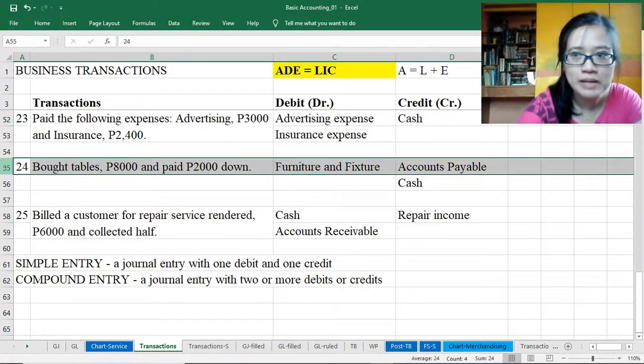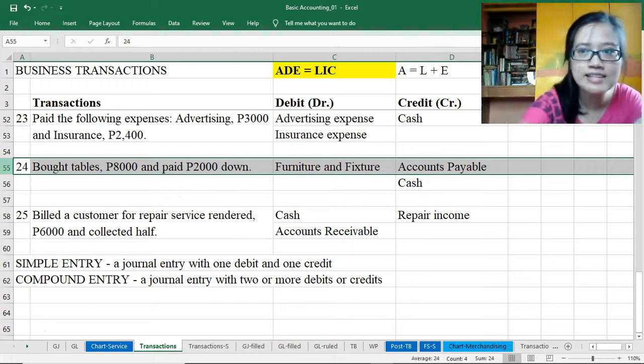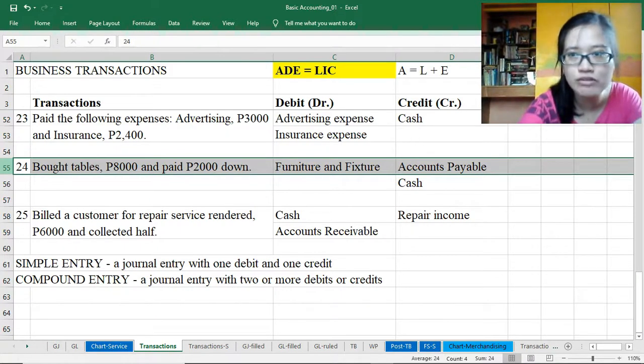Number 24, we're almost done. Bought tables, 8,000, the total amount. But only 2,000 was paid, as a down payment. Okay? So, the balance of 6,000 is accounts payable of the business. So, bought tables, we gained an asset in the form of tables. So, the affected account, an asset in particular, furniture and fixture. So, we debit it because we got tables. And then, our credit is a decrease in cash because we paid 2,000 as down payment. So, credit to cash. Then, the balance is on credit for now. So, we have an increase in liability. So, credit to accounts payable for the balance, which is 6,000. Okay?